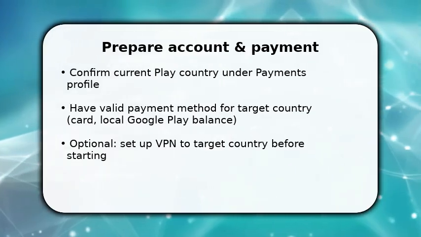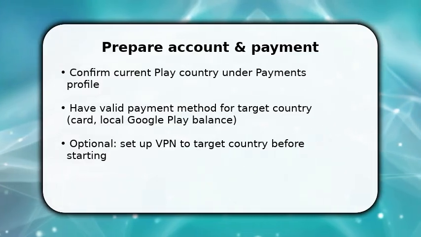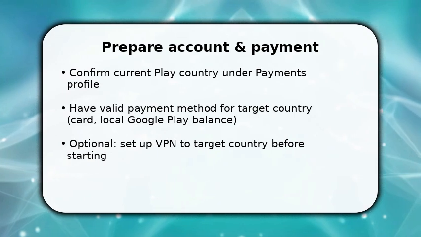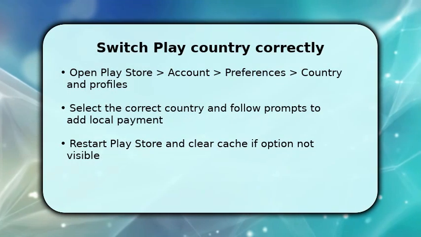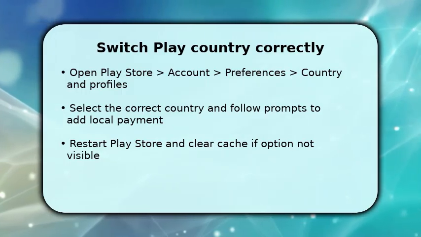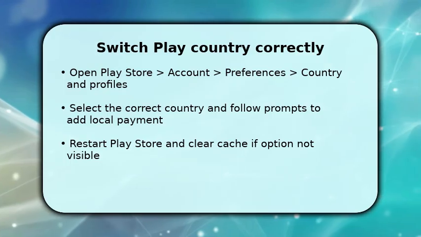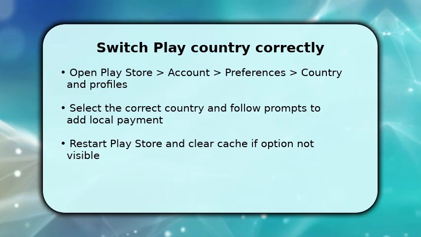Once done, enable a stable VPN to the target country before changing region to avoid location checks. Make sure you understand the account limits and 1-year change rule. Now you change the Play Store country using the built-in country switch. Open Play Store, go to Account, then Country and Profiles. Choose the target country option that appears when VPN and payments align.